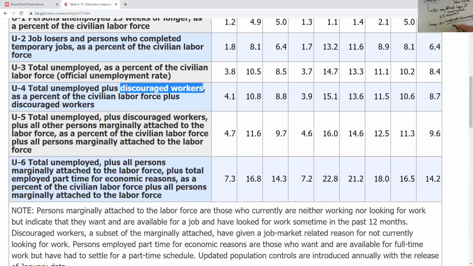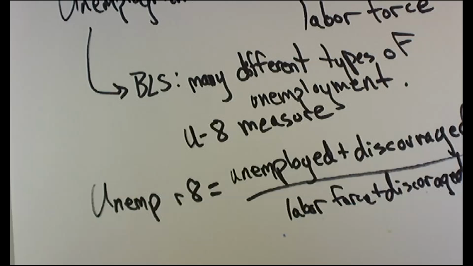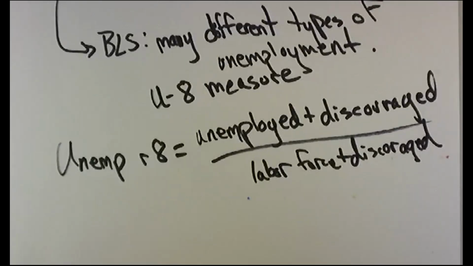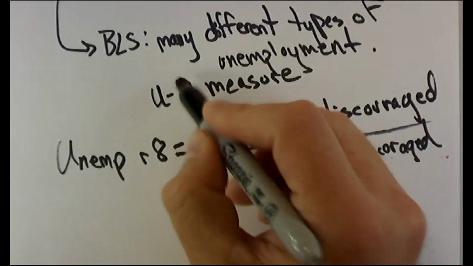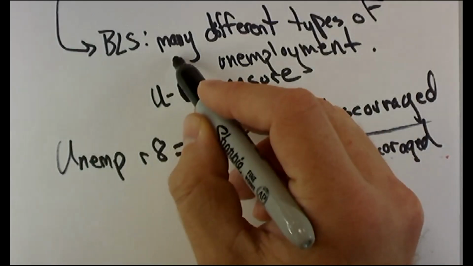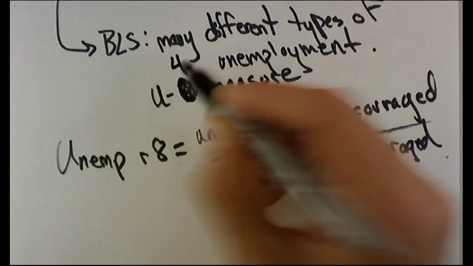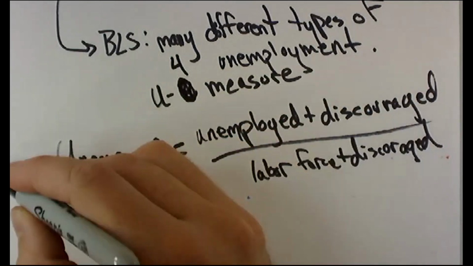over the labor force plus discouraged. So it would look like that. So this is the unemployment rate. This is U3, right? I already forgot. 3, 4, 4. So this is U5.